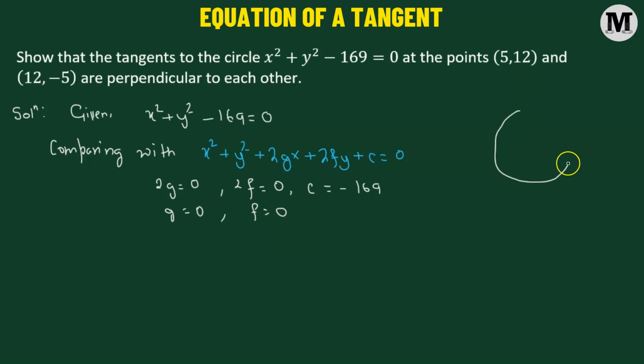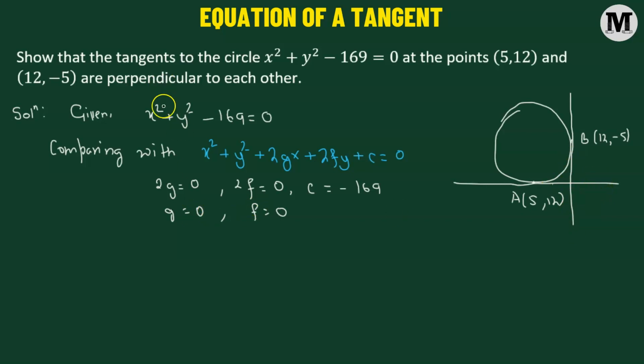So here let's say we have the circle, and on the circle we have 2 points. Let's say one of the points has the coordinates (5, 12), and we have another point with the coordinates (12, negative 5). Now at each of the 2 points we have a line which is tangent to the circle. So let's say we have a line which is tangent to the circle at point A, and we have another line which is tangent to the circle at point B. Our goal will be to show that these two tangents are perpendicular to each other.